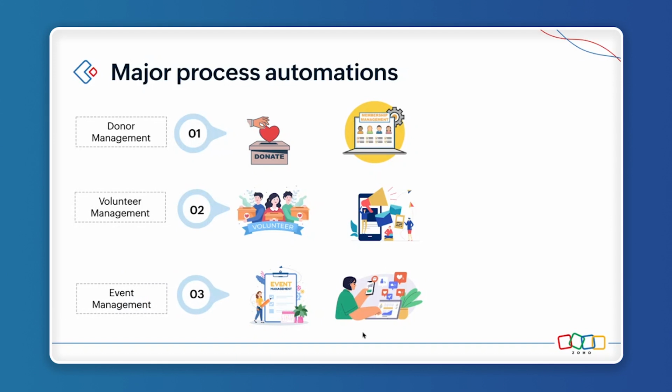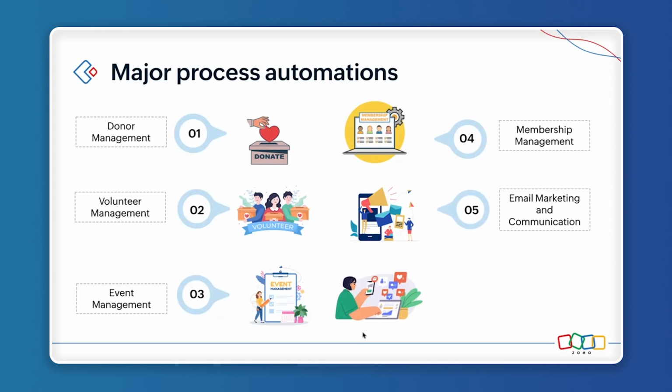And next is the overall event management, from scheduling the event till conducting the event, and managing the funds that have been raised out of this event. Everything has to be automated, so it makes the work easier for these NGOs. And next is membership management. Every NGO, every non-profit organization has its own set of members who manage and conduct the events. So managing these memberships is one of the major automations that is needed.